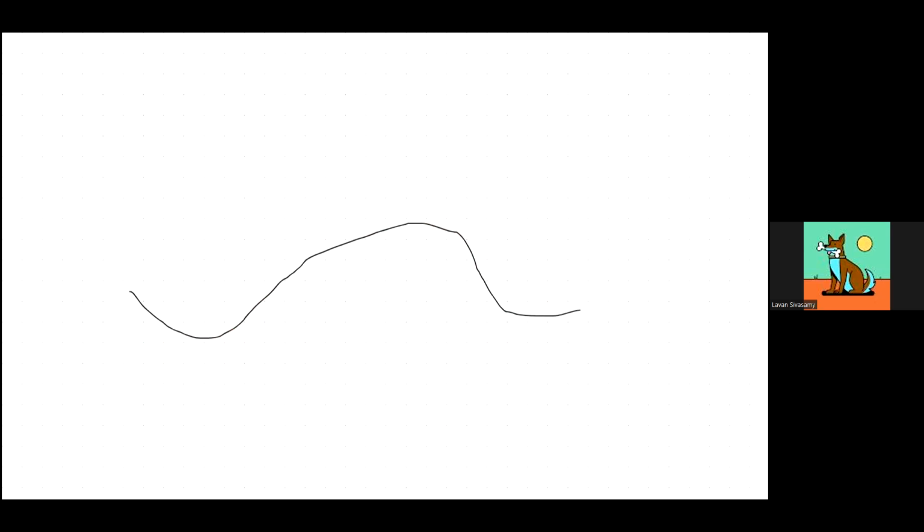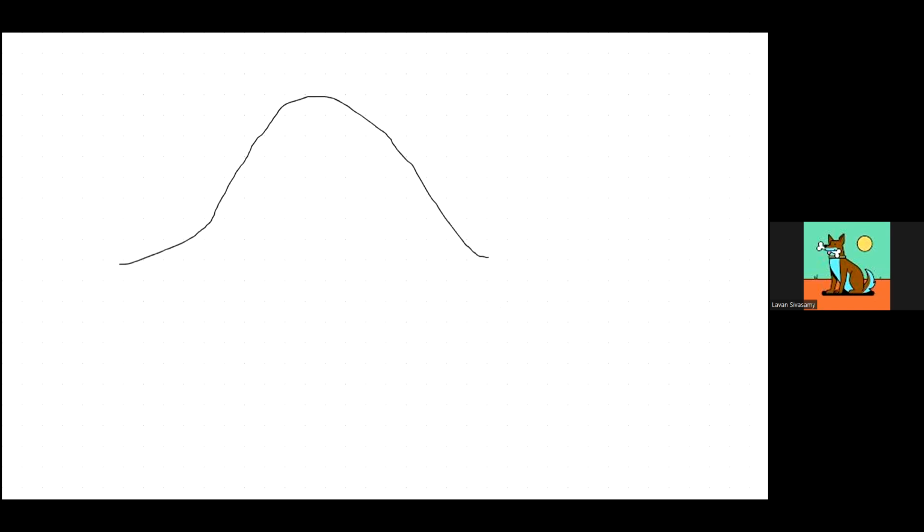So if I were to draw a better graph, I would draw it like that. Okay, pretend this is an evenly distributed graph. It's not, but pretend it is because I don't have measurements to draw right now.